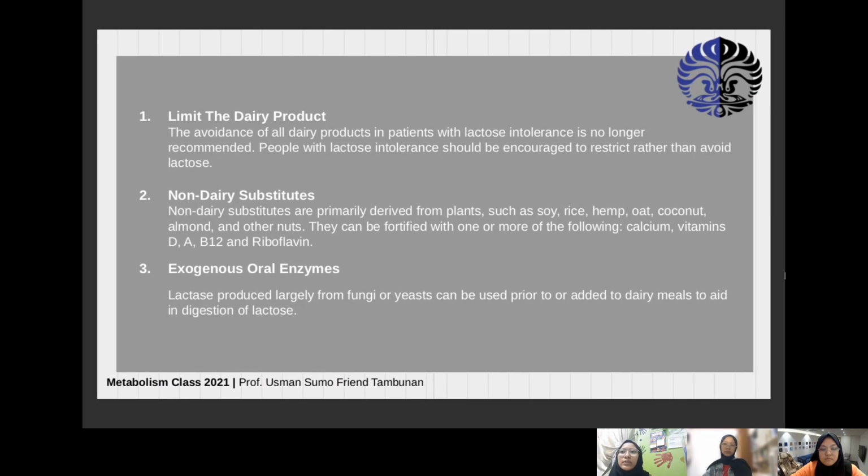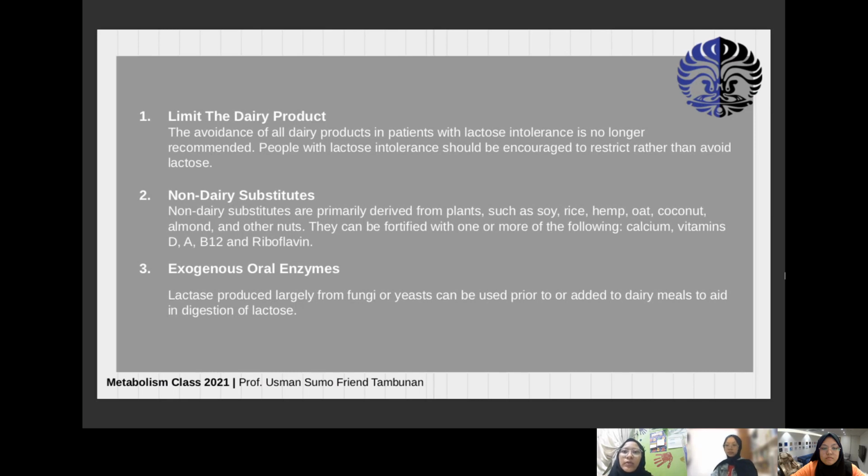The second one is non-dairy substitutes. If your tolerance of lactose is getting worse, consumption of non-dairy substitutes has been on the rise. These products are primarily derived from plants such as soy, rice, hemp, oat, coconut, almond, and other nuts. They can be fortified with one or more of the following: calcium, vitamin D, A, B12, and riboflavin. The food industry can also do its part by improving product labels, indicating lactose content, and avoiding misleading claims.